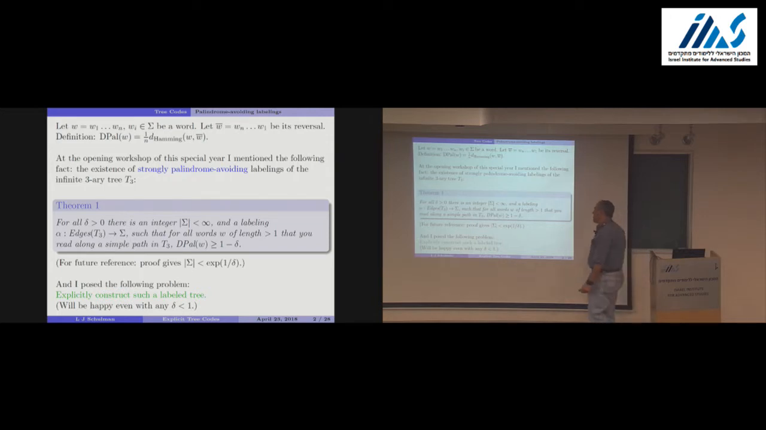Okay. So the problem wasn't this, of course. The problem was to explicitly build such a thing. So what do I mean? I'll talk a little about what I mean. By the way, this is true for every delta. But for explicit building, just give me any delta less than 1, and I'll be quite happy. So this is the problem, and I still don't know how to solve it. But there's been progress, which is what I'm going to tell you about.